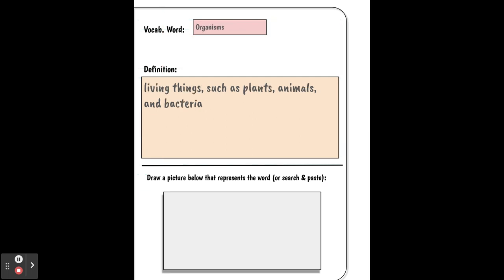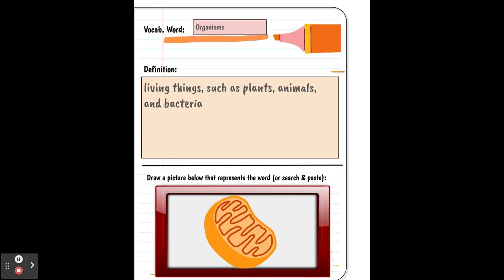Next one. Organisms are living things such as plants, animals, and bacteria. Anything that's alive, such as plants, animals, and bacteria, we refer to as organisms. And really, that includes insects as well.